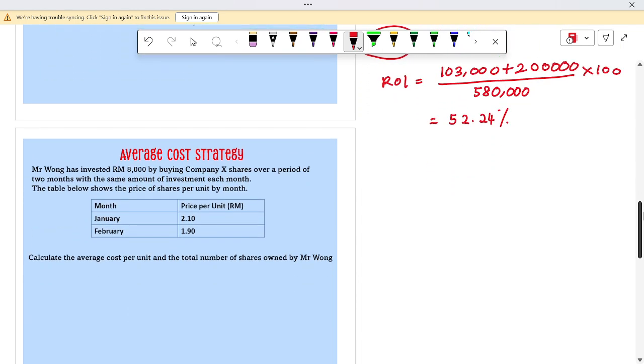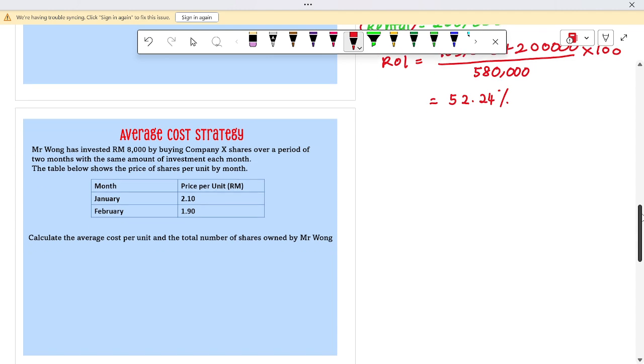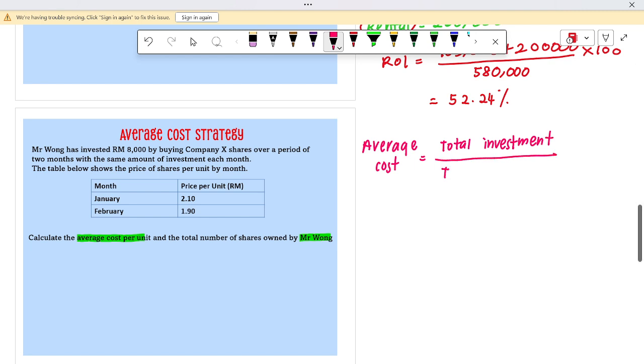Average cost strategy is a strategy where you invest your money on a monthly basis based on the price per unit. Okay, so let's see this question. Mr. Wong has invested 8,000 ringgit by buying company X share over a period of 2 months with the same amount of investment each month. Calculate average cost per unit and the total number of shares owned by Mr. Wong. Okay, first you need to know what's your unit. Average cost per unit is equal to total investment, how much you have invested, over total number of shares.